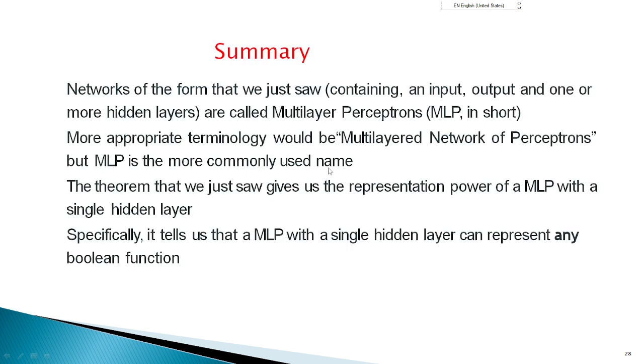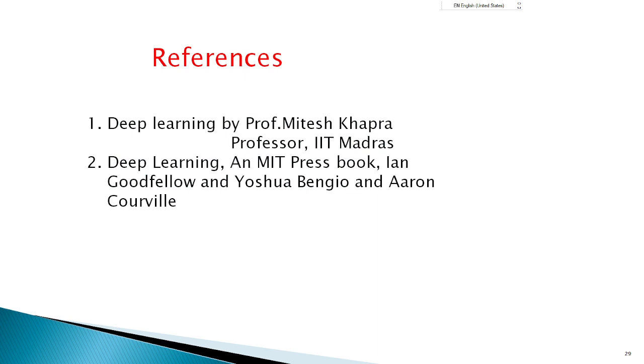To summarize, the network of the form that we just saw, containing an input, the output, and one or more hidden layers, is called a multi-layer perceptron, or MLP in short. More appropriate terminology would be multi-layer network of neurons, but MLP is the most commonly used name. The theorem we just saw gives us the representation power of an MLP with a single hidden layer, which tells us that an MLP with a single hidden layer can represent any Boolean function. It can be OR, AND, XOR, any Boolean function. These are the references I used.